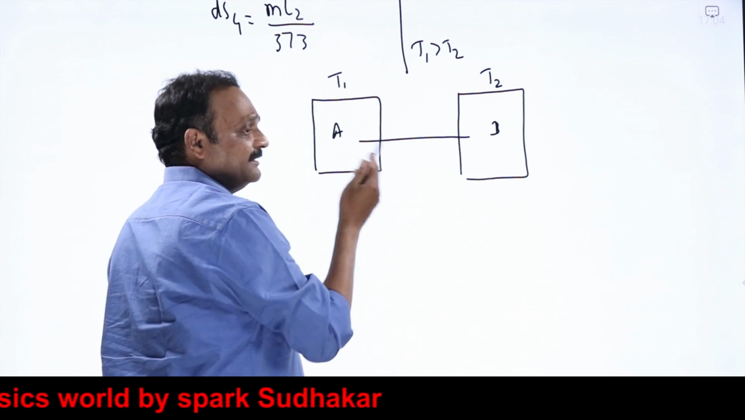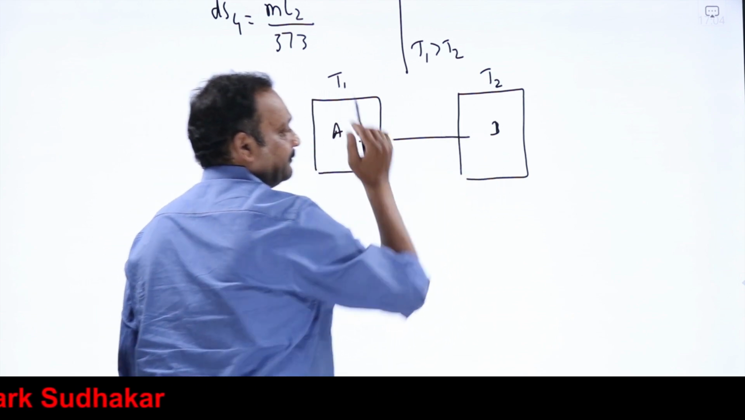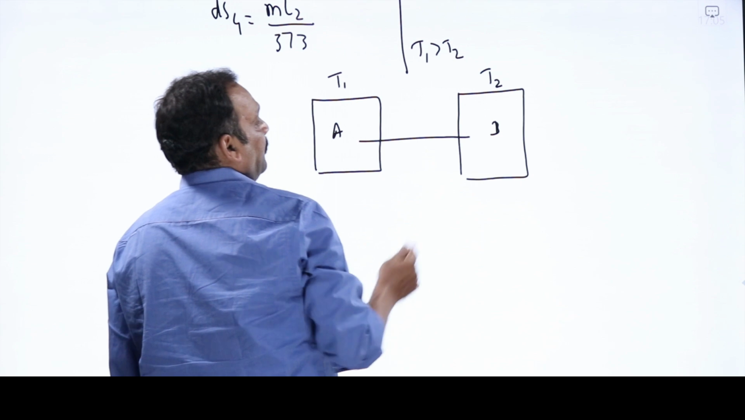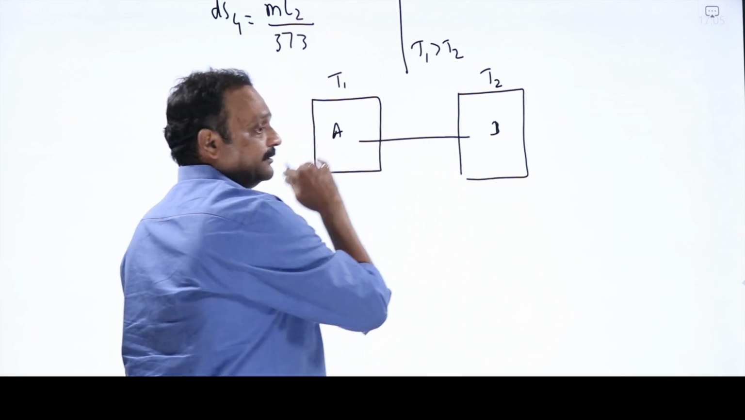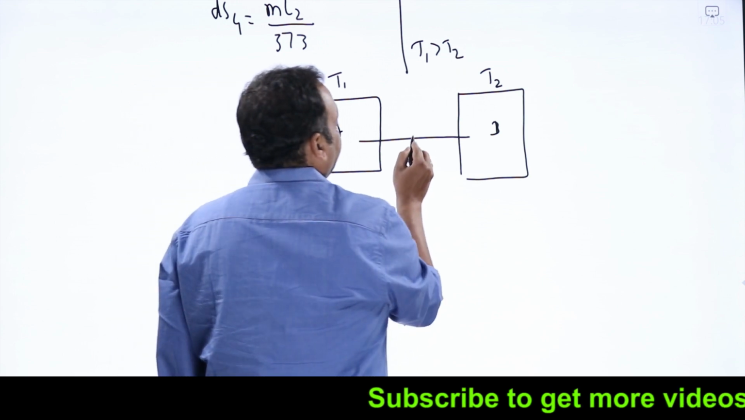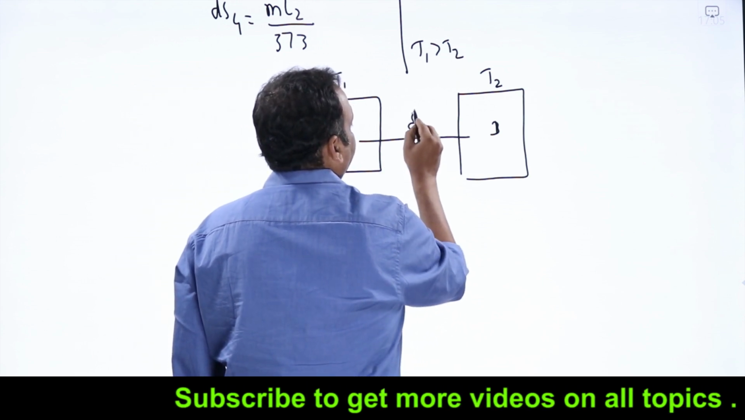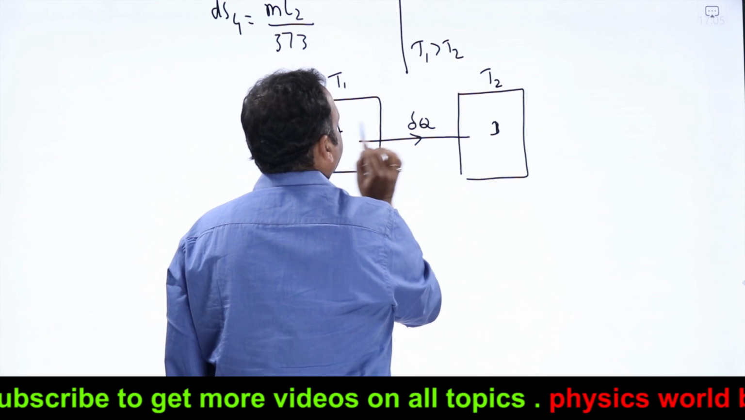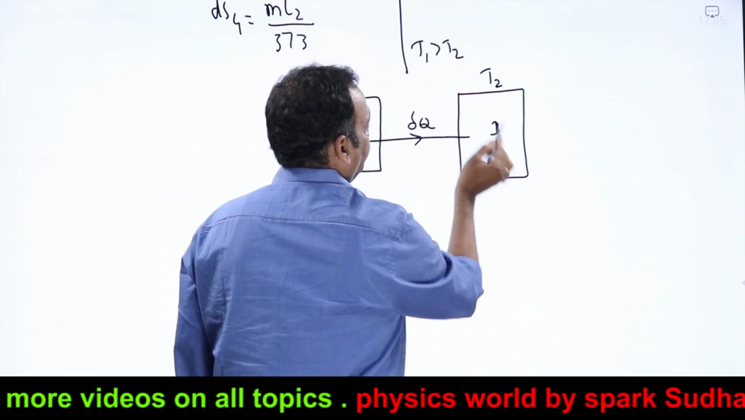We are seeing why it is happening like that. Why can it not flow backwards on its own? If heat had to flow backwards, it becomes like a refrigerator. You have to do some external work. Heat flows like this. Say delta Q amount of heat has flown from A to B.